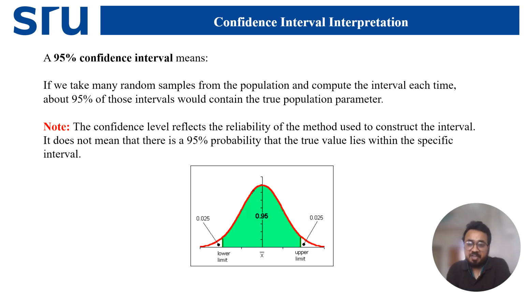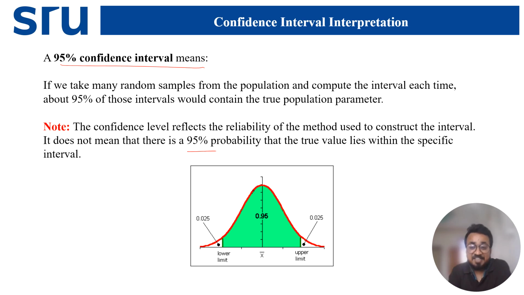Now here is something very important and also commonly misunderstood. What does a 95% confidence interval mean? Let me explain this carefully. It means if we repeat the sampling process many times, then about 95% of the intervals we construct will contain the true population parameter.